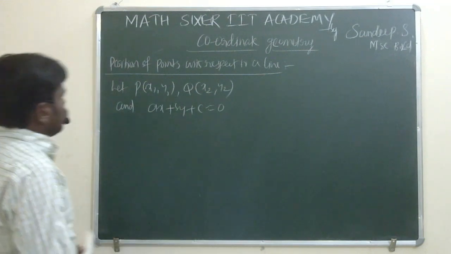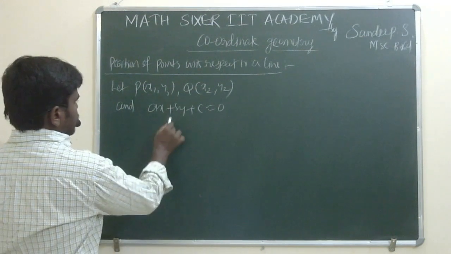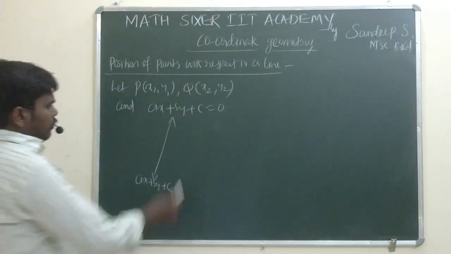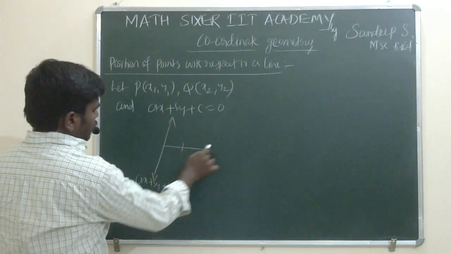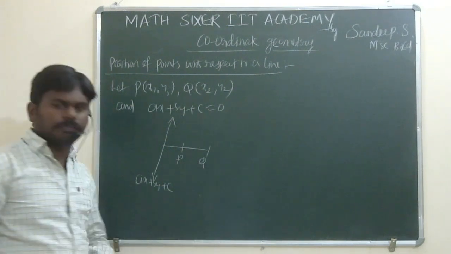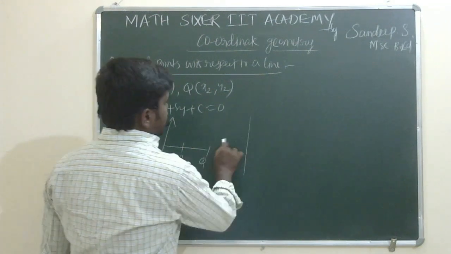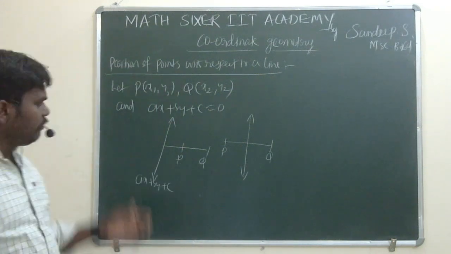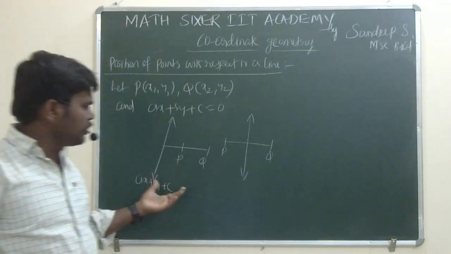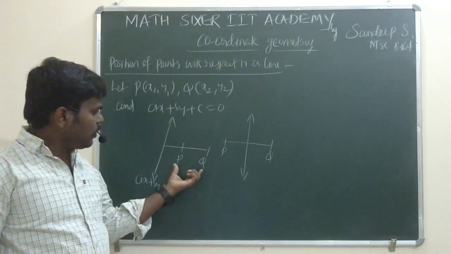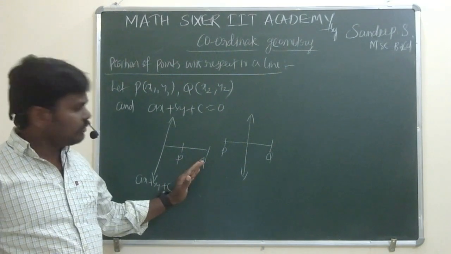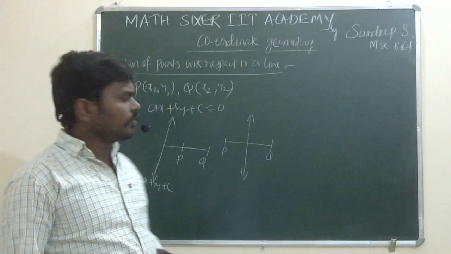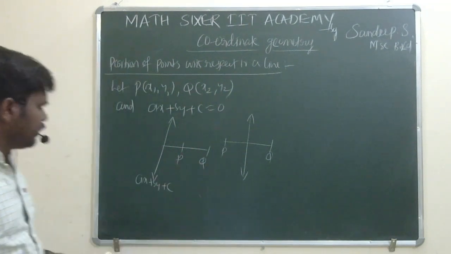Okay, so here we will see, suppose this is our straight line ax + by + c. Same side means suppose P and Q are here. And opposite side means here this is the line equation and let it be P and also Q. So what is the condition for which the points P and Q are on the same side of the straight line, and also on different sides of the straight line? That we will see now.